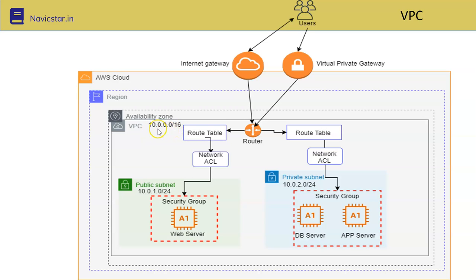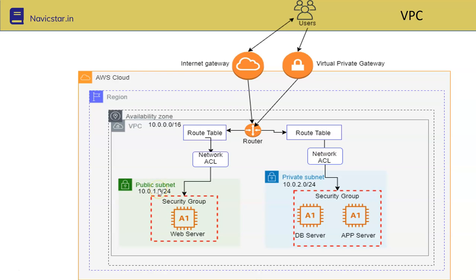CIDR is classless inter-domain routing, which is the required IP address schema of 32 bits. You assign this IP address to a VPC. It's like a super subnet, a network IP basically, where /16 will give you the maximum number of IPs. So you have to assign an IP address to this VPC, and inside the VPC, whatever you create, if you see the whole picture, you can create a public subnet where you put your web server.